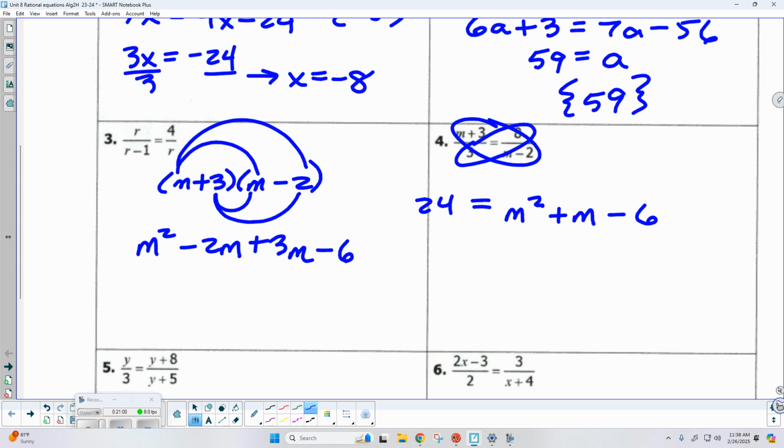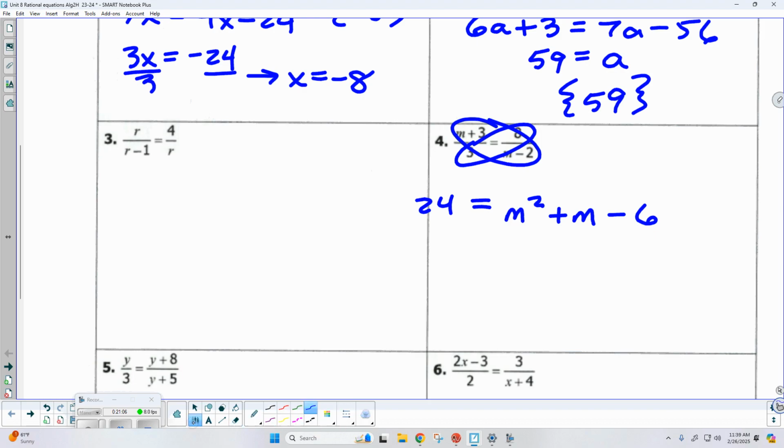So I'm going to go ahead and take this 24. Let's subtract it over. First off, is everybody okay with how I got the m squared plus m minus 6? Okay. So this is going to give me 0 equals m squared plus m minus 6 minus 24, which is a negative 30. Now, I always recommend, when you're dealing with a quadratic, if it's factorable, that is probably the fastest, easiest way to go ahead and solve it.